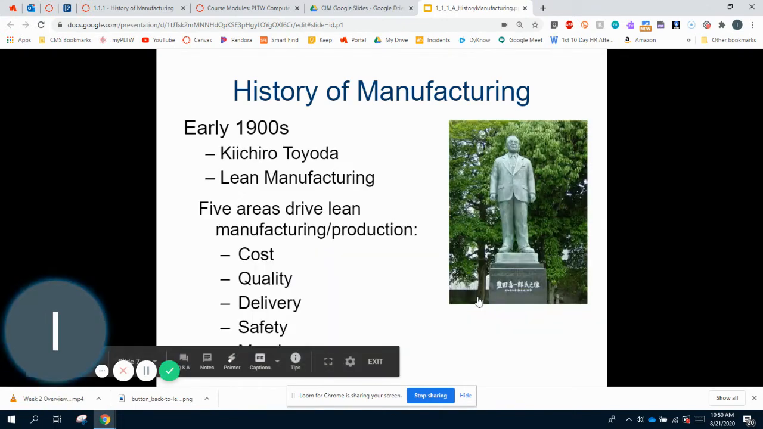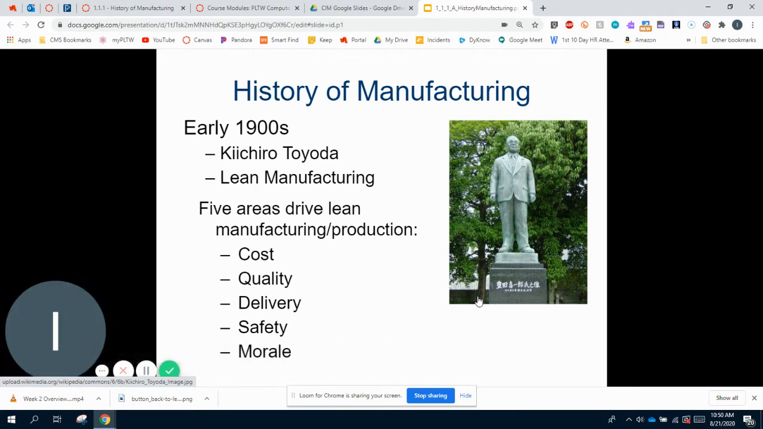Later on, after Henry Ford, Kiichiro Toyota created lean manufacturing. And he also came up with the concept of Kaizen, and we'll talk about Kaizen, which means good change or improvement. He focused on 5 areas: cost, quality, delivery, safety, and morale. Toyota was the founder of the Toyota Motor Company, and he developed just-in-time manufacturing. In this manufacturing process, manufacturers buy the parts they need as the need arises, which saves money from handling parts in-house.